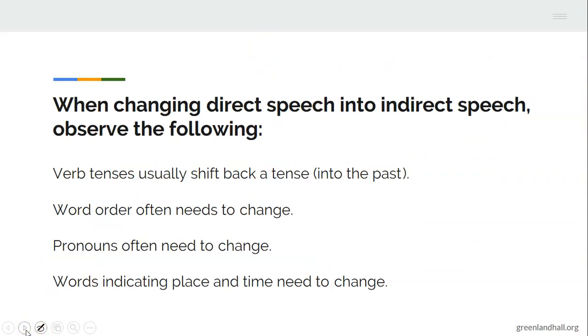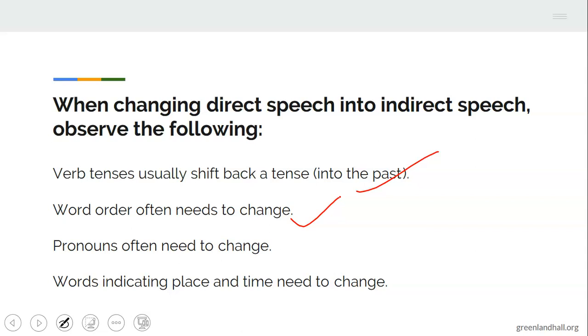When changing direct speech into indirect speech, we have to observe the following. Number 1, verb tenses usually shift back a tense into the past. Is goes to was. You observe your tenses, very important. The word order often needs no change. That means the way the words are arranged in the text. Most times, you may not necessarily need to change it. You leave it that way when you are changing direct speech.